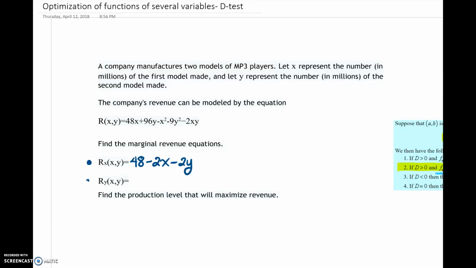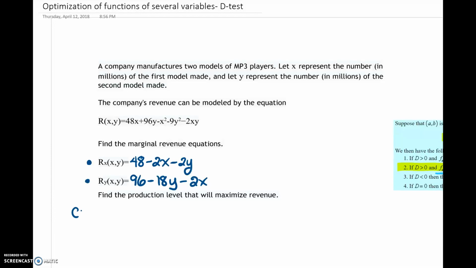Now, with respect to y, we go back to that original revenue function and do the derivative, but again, focusing on y as being the variable and treating x like a constant. Therefore, the derivative of 48x will be 0. The derivative of 96y is 96. The derivative of x squared is 0. The derivative of negative 9y squared is negative 18y. And last, the derivative of minus 2xy will be minus 2x. Okay, so these are our partial derivatives.